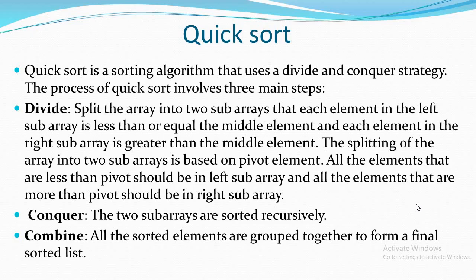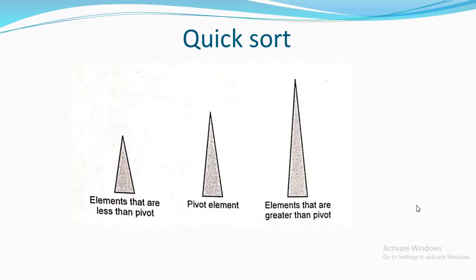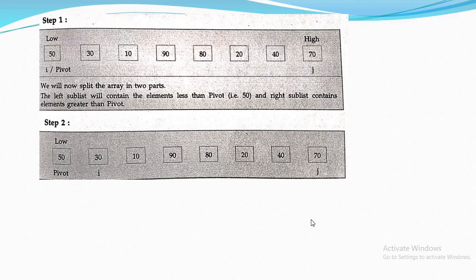Second, the two subarrays are sorted recursively using the conquer step. Finally, we are going to combine all the sorted elements in a group to form a list of sorted elements. In merge sort, the division of the array is based on the position of array elements, but in Quicksort, this division is based on the actual value of the element. So this is the diagram. This is known as the pivot element. The left subarray has the elements that are less than the pivot element. The right subarray has the elements that are greater than the pivot element.